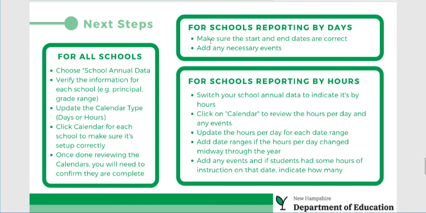For schools reporting by day, for the most part, everything should be correct. Your start and end dates should be correct, but make sure they are, and you want to make sure you've got the right events. If you're reporting by hours, once you switch to indicate by hours, you're going to again click on the calendar and make sure the number of hours of instruction, remember instruction, per day is correct. You want to update the hours for each date range. You'll want to add date ranges if the hours change midway through the year. And then again, you'll want to add any events or review your events to make sure that if there are any differences in hours for any given day, again, snow days or early release days, etc., you have those entered.